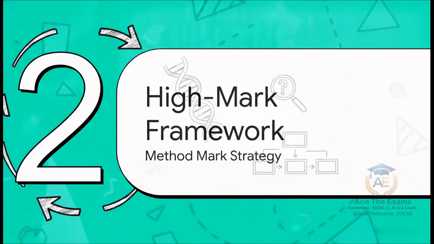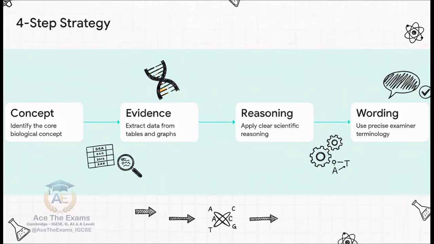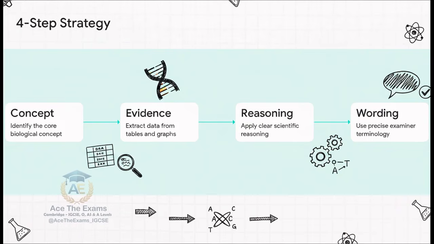And that brings us to the high-mark answer framework, which is also known as the method mark strategy. And this brilliantly illustrates how marks in Topic 6.1 actually work. They aren't just awarded for stating the final correct biological fact. No, they are specifically awarded for the systematic process. The framework requires you to systematically deconstruct the problem, solve it logically step by step, and then evaluate your findings. It's all about explicitly showing your scientific reasoning on the page.